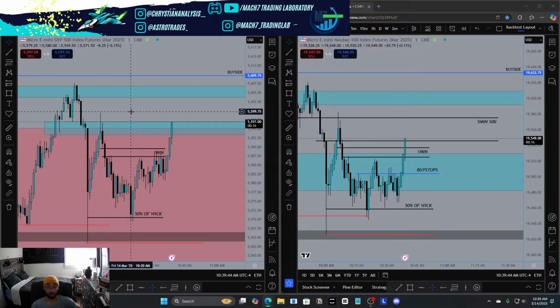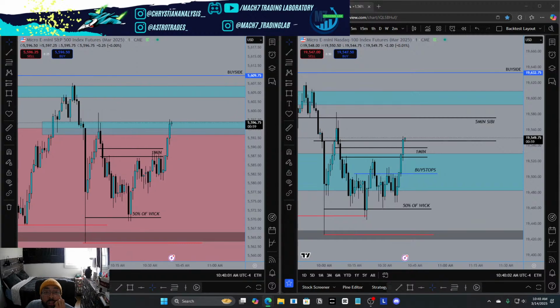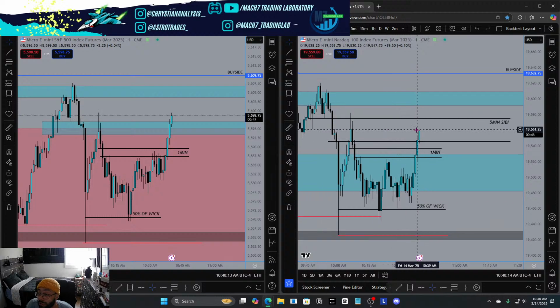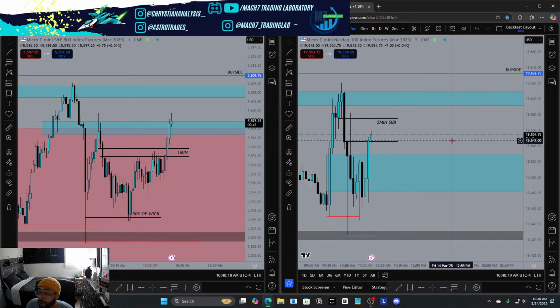There she goes. Now we talking. All right, now that she is pushing higher, I'm gonna go ahead and expand this 1 minute in here, just in case you want to go ahead and retrace into it. I'm gonna go ahead and take this off. Now we are reaching into this 5 minute in here.